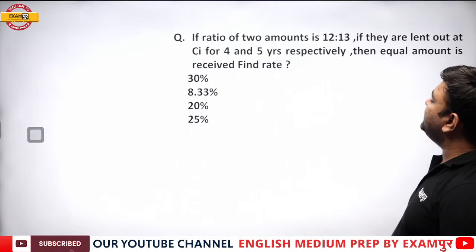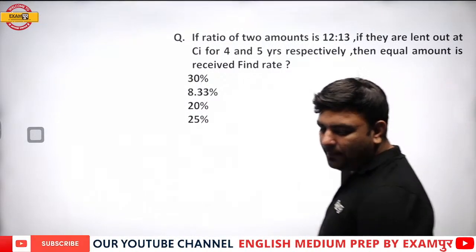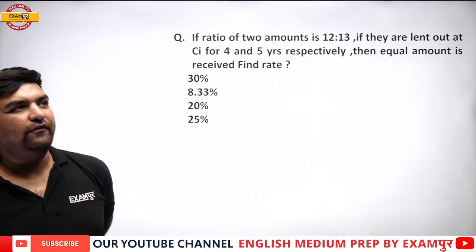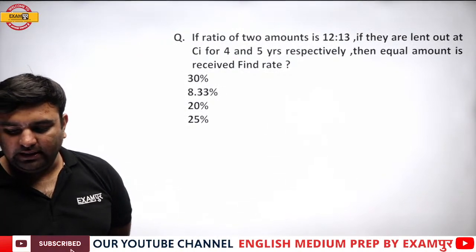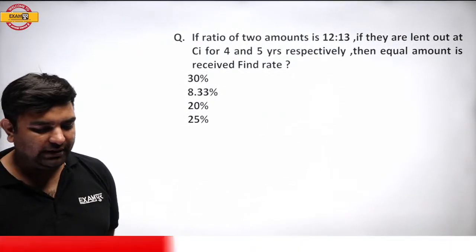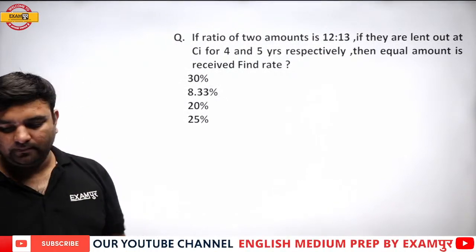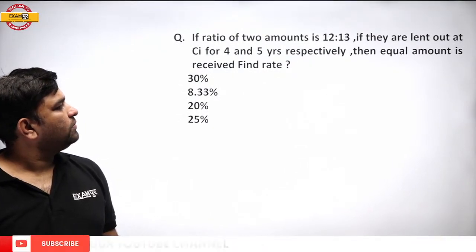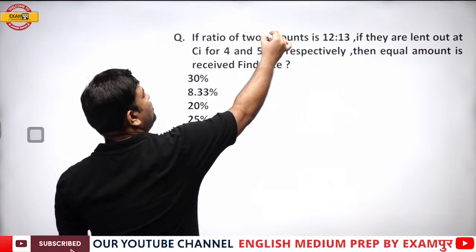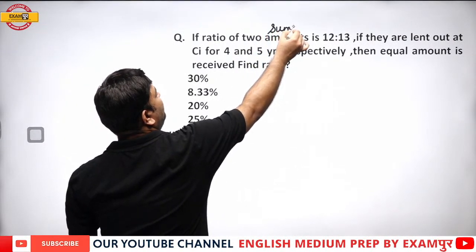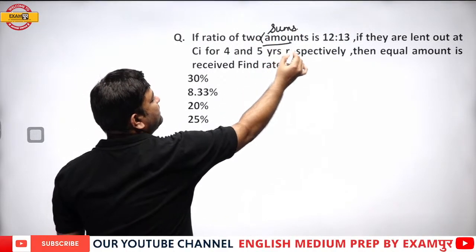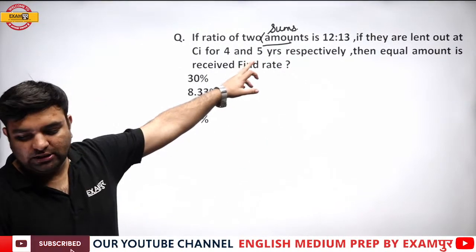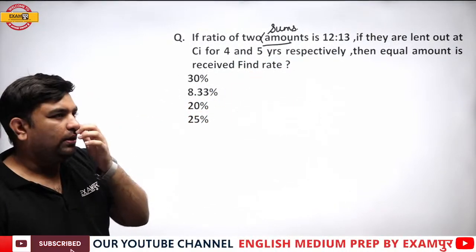Ratio of two amounts is 12:13. Amounts means sums, hai na? Now, if they are lent out at CI for 4 and 5 years respectively, and the equal amount is received, find the rate. Amounts means sums. I know, guys, you have a decent English. You will not be confusing this amount to that amount. This amount is denoting the sum and that amount is denoting the principal and amount.